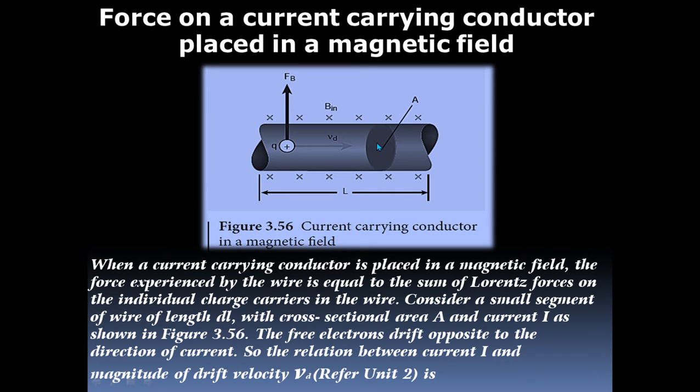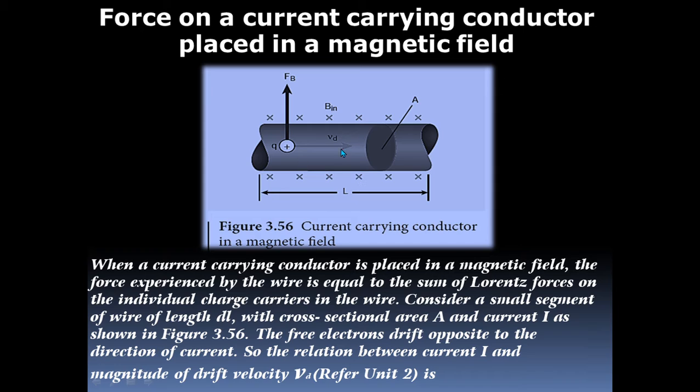Consider a small segment of the wire, length dl. Total length is capital L, small length is dl, with cross section area A and current I, as shown in the figure. The free electrons drift opposite to the direction of current.